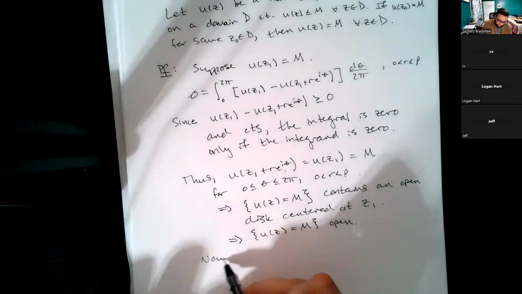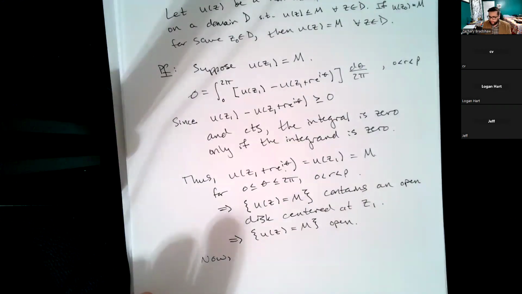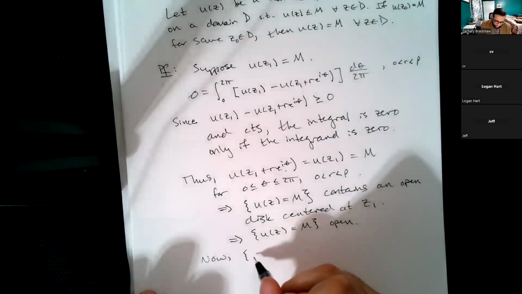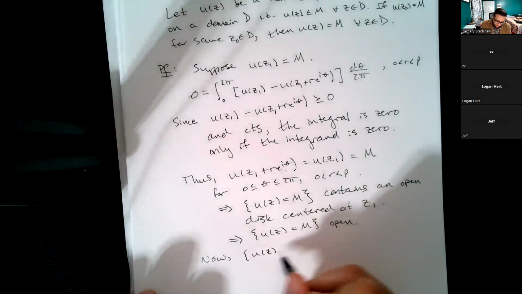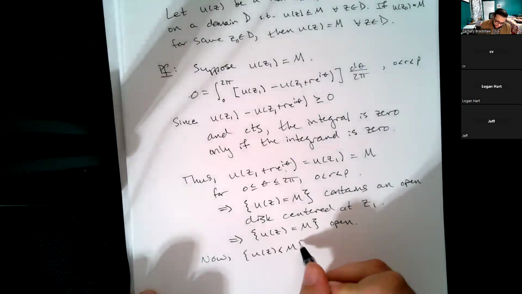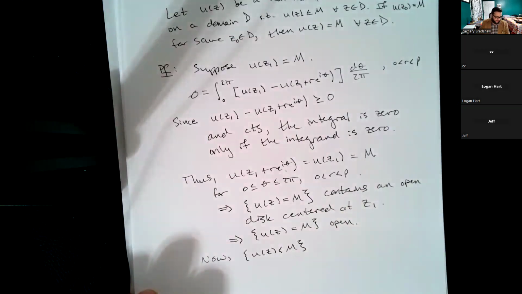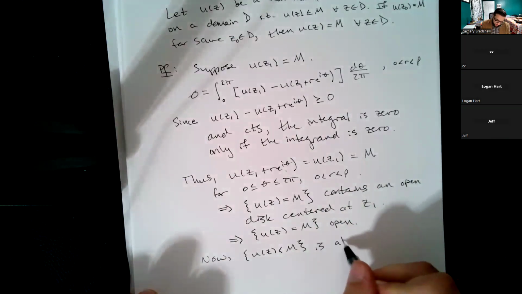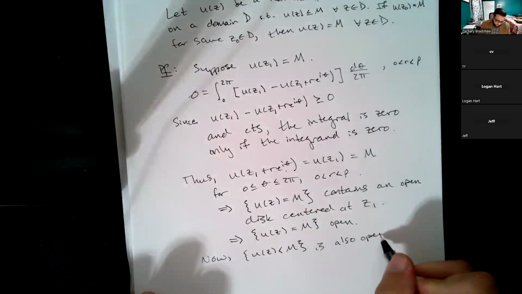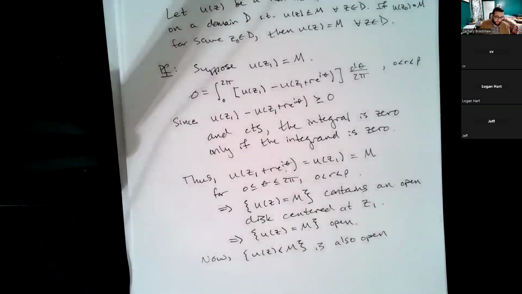Now, M is the maximum, so the only other option for the evaluation of the function outside this set is that the evaluation is less than M, right? So we have the complement is this set, right? And this is also open. And this is because U is continuous.